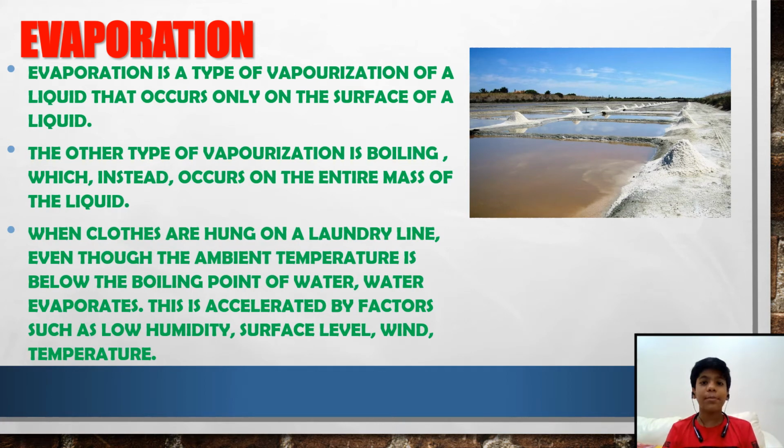Evaporation. It is a type of vaporization of a liquid that occurs only on the surface of the liquid. The other type of vaporization is boiling, which occurs on the entire mass of the liquid. The factors that accelerate the rate of evaporation are low humidity, more surface area, more speed of wind, and higher temperature.